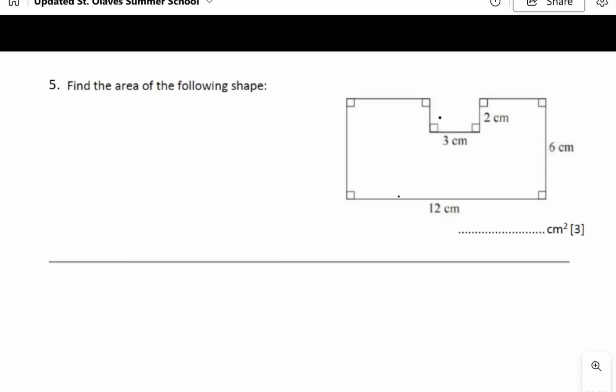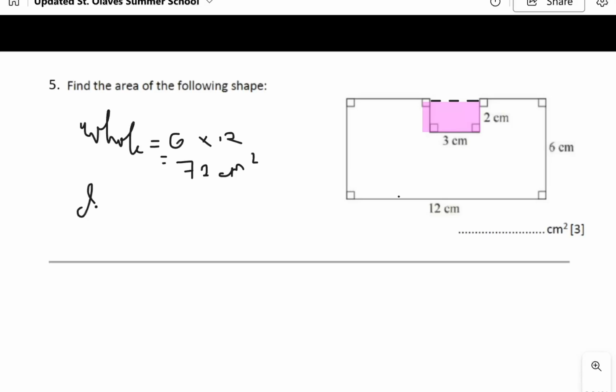So for 5, we don't have all the measurements, but that's okay because we do have a quicker way to do this. If we act like this chunk has been taken out, let's highlight this, from the original shape that is purely just 6 times 12, the whole shape is equal to 6 times 12, and that is 72 centimeters squared. So we're just treating this like a full rectangle.